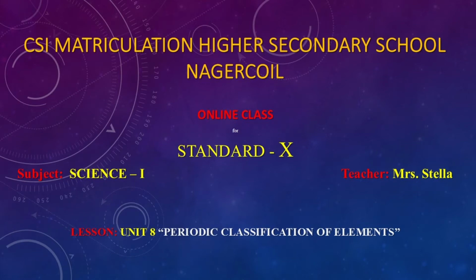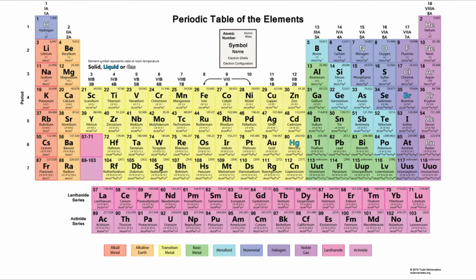Hello children, in the last video we learned about modern periodic law. Now we are going to learn about the modern periodic table. Look at the periodic table. This is the long form of the periodic table given by Henry Moseley. This is the final and standard form of the periodic table used today.